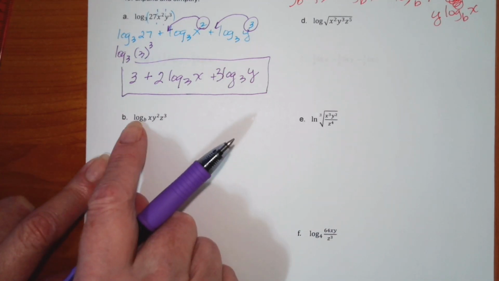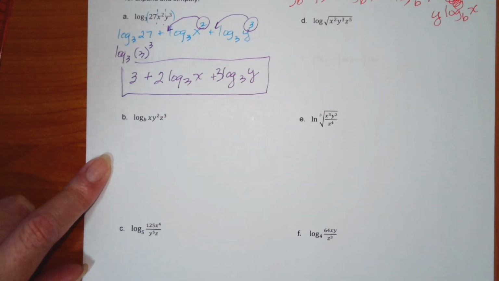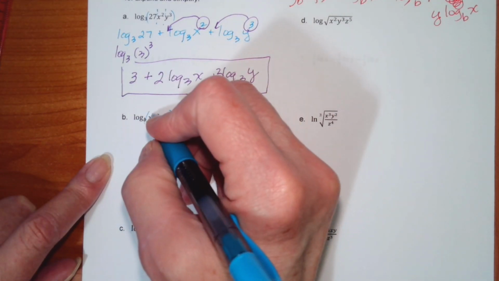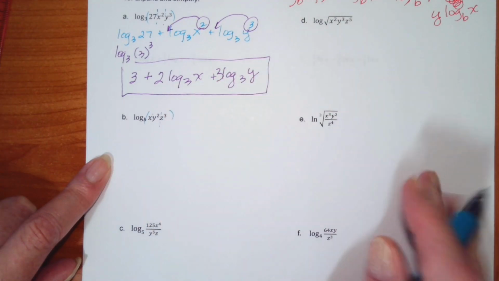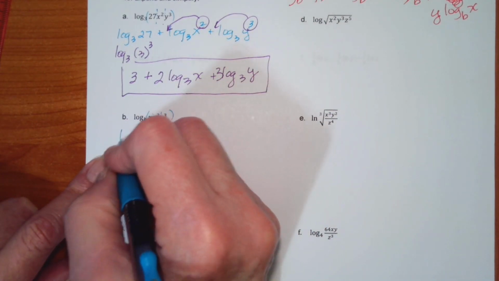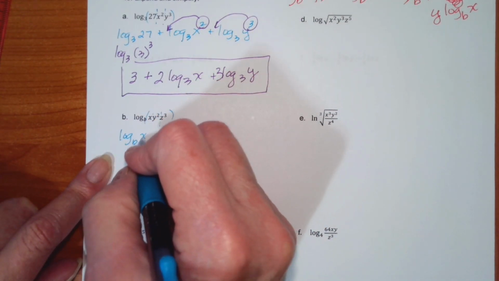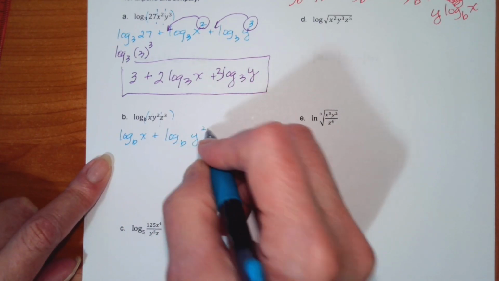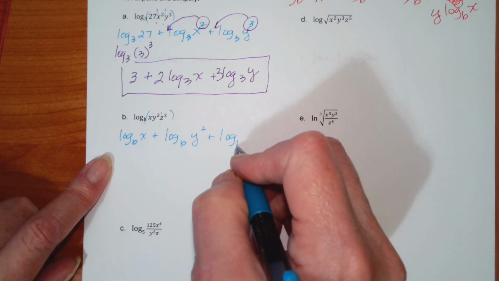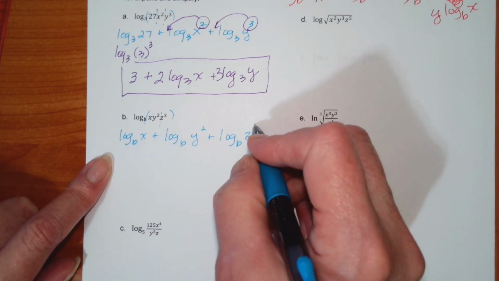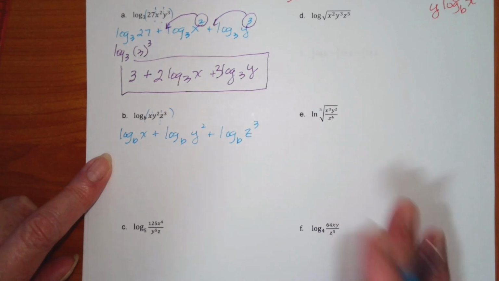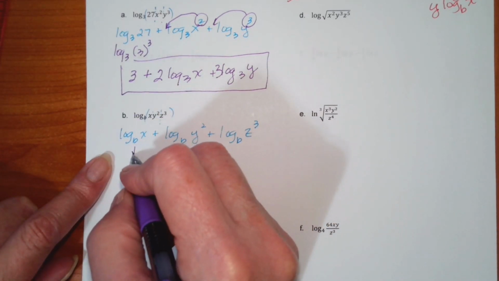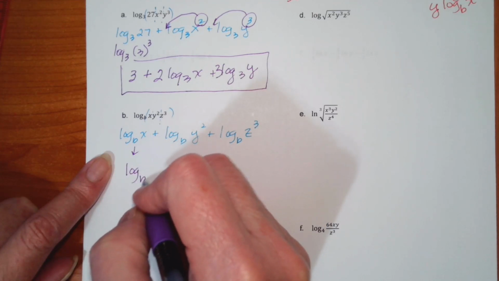Okay, so here I have log base b, and this is my whole argument here. And I have 3 different bases, so I can split it into the x's and the y's and the z's. So this becomes log base b of x plus log base b of y to the second plus log base b of z to the third. Okay, well, I can't do anything with it. It is just fine. So this becomes log base b of x.